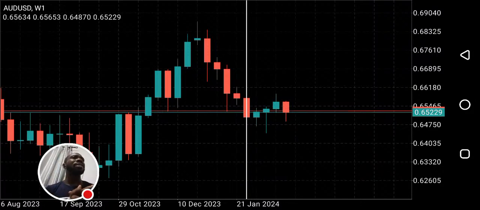So you can see the pattern we have on the weekly time frame, right? This is a bullish reversal pattern.